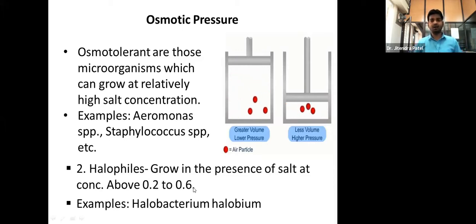Then halophiles grow in the presence of salt concentration above 0.2 to 0.6. It is all about the concentration of salt, and what kind of osmotic pressure it is going to create. So halophiles can grow and survive in the presence of that much salt concentration. An example is Halobacterium halobium. This is an example of such microbes.